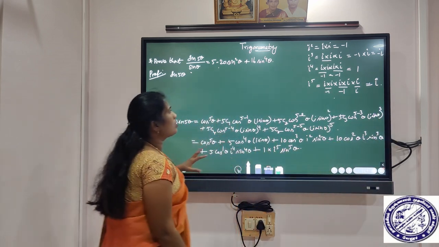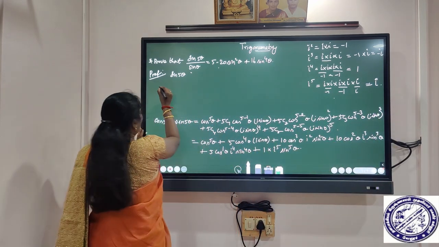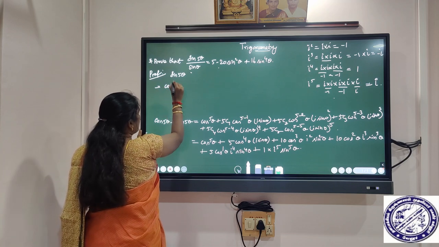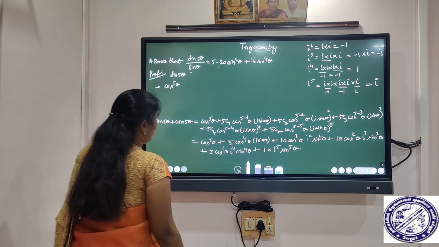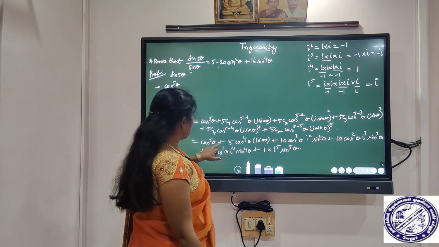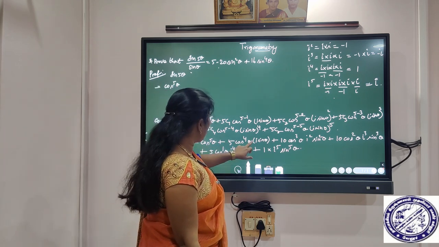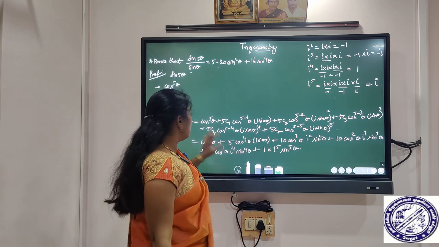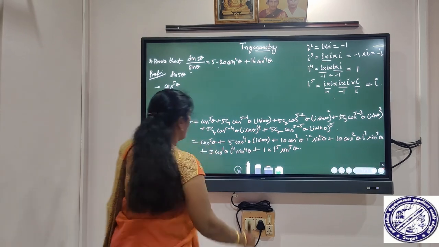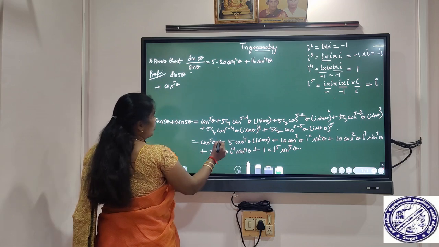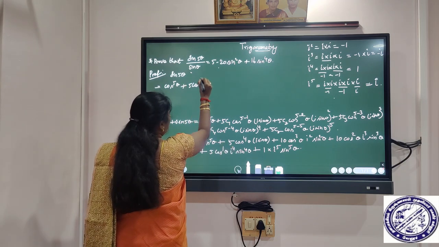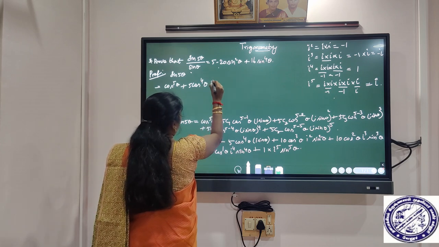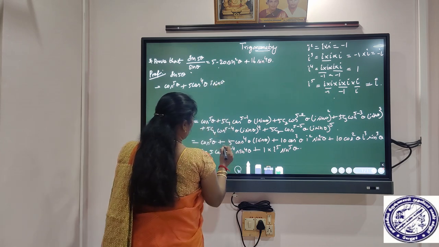Now substitute the values in the step. The first term is cos power 5 theta. Before writing the symbol, you have to write the i value in front of the term. Why? Because the sign may change, so we have to write the i values first. So plus here, next one 5 cos power 4 theta and i sin theta. So this one is over.